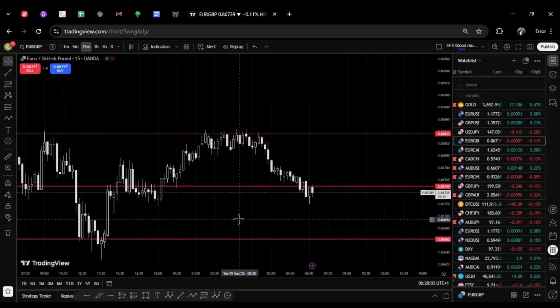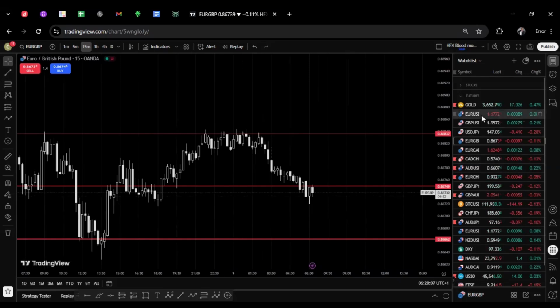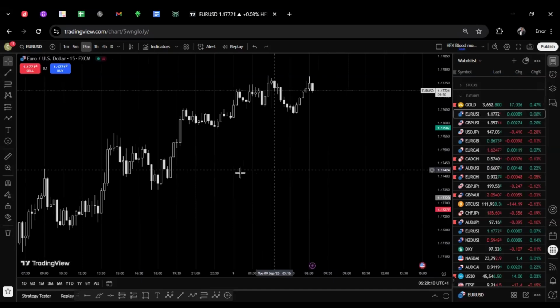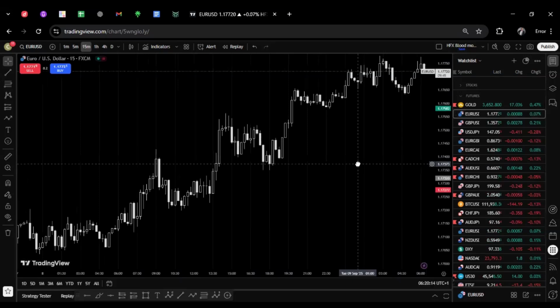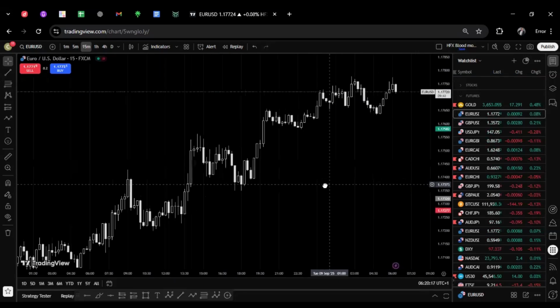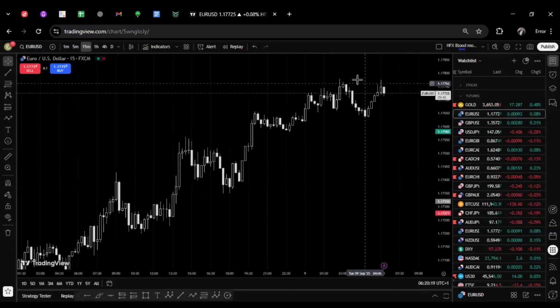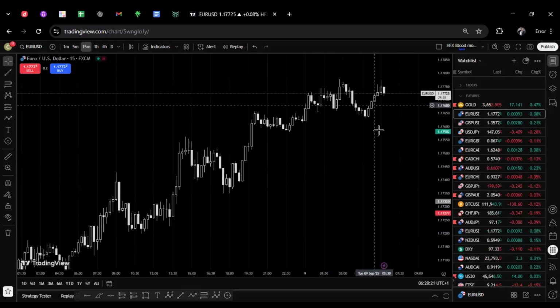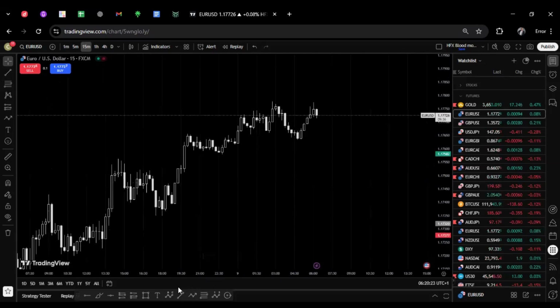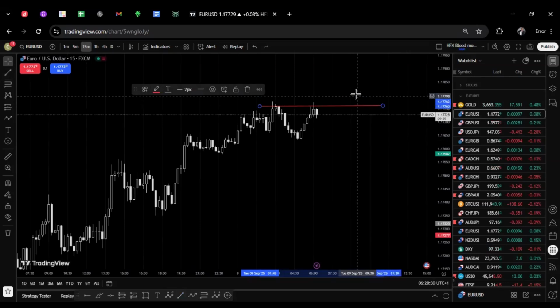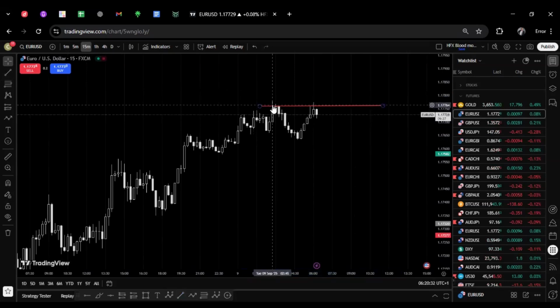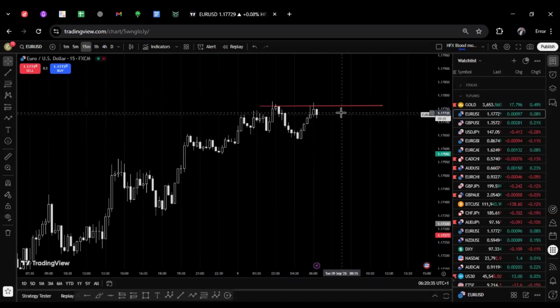So if you get caught up in any serious ranging markets like the Euro USD, it's simple. Your only work here is to mark the highest point of the market. This is a clear resistance area, right? We have like 1, 2, 3, 4 reactions on this particular area.